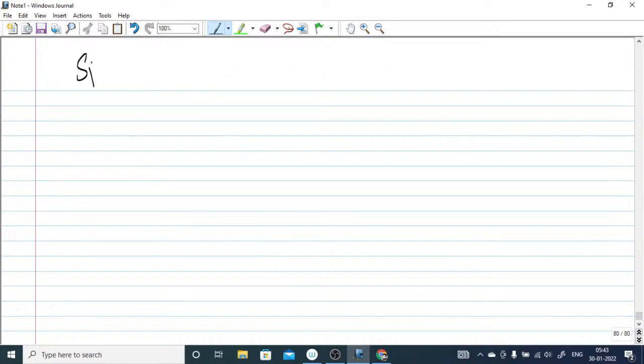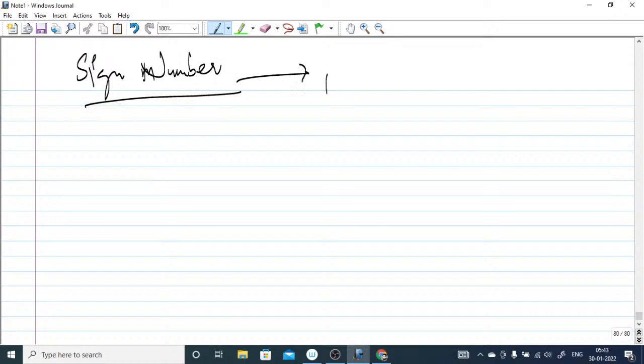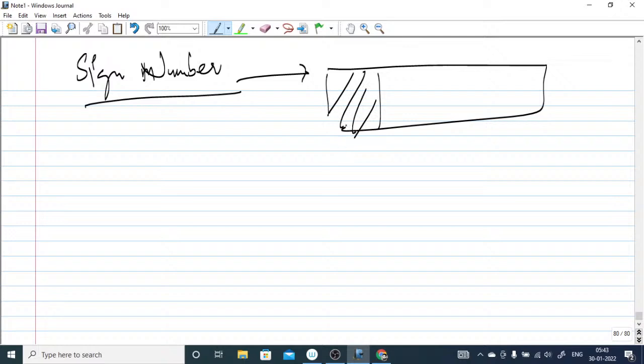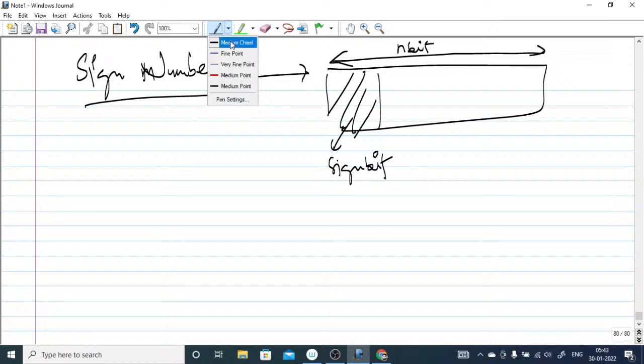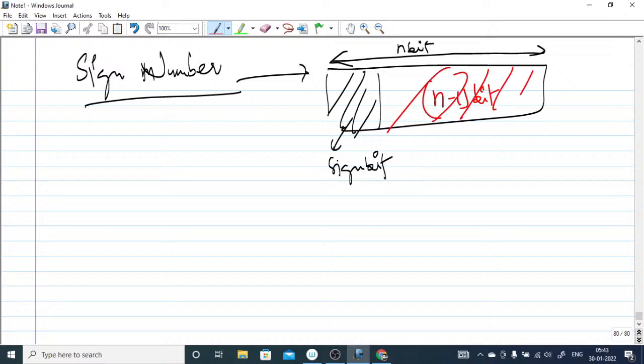In the case of sign magnitude form, I am talking about signed numbers. My format will be like this. This will be the sign bit. Suppose the total length is n bits. So one bit will be the sign bit and the remaining n minus 1 bits will be the magnitude.